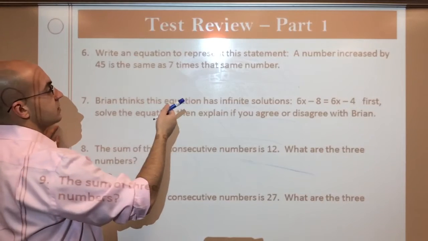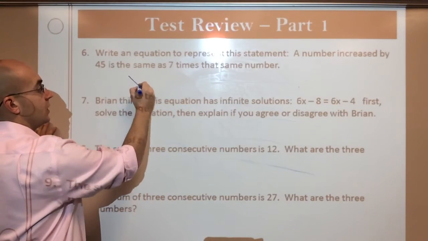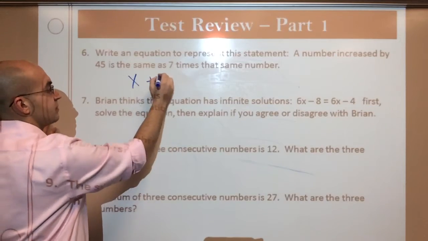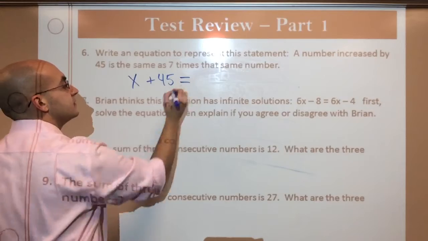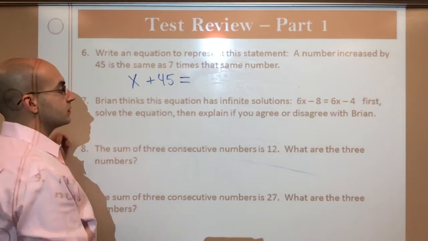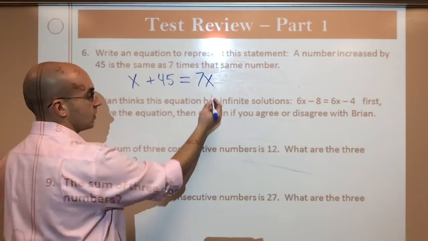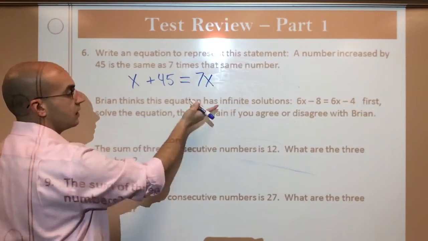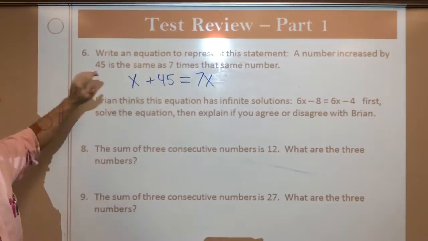Well, let's do this one side at a time. A number increased by 45. So a number, or any variable, increased by 45. That was pretty simple. Is the same as. Same as means equals, right? Okay. 7 times that same number. Well, that same number would be x, and 7 times it would be 7x. Or I could do x times 7 or whatever. All I want is that. It didn't ask me to solve it, right? It didn't ask me to solve it. Just do that. Done.